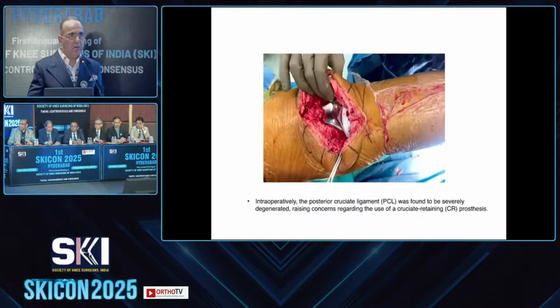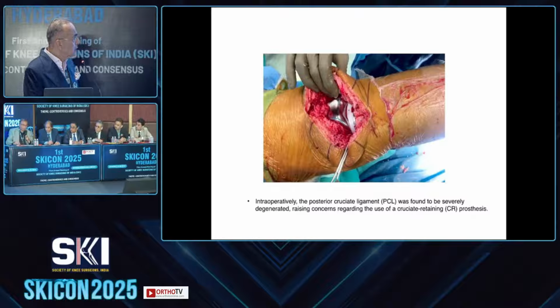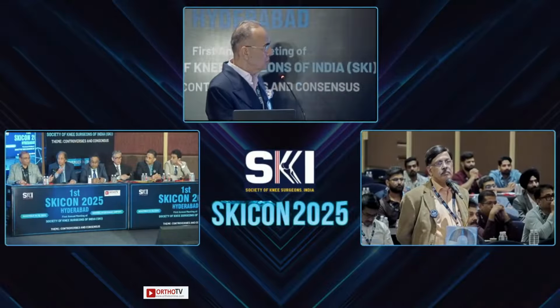And now let's have the house questions, please. I have one question, Anoop. Yes. What would happen if you used a normal CR here? You would not get the sagittal balance. You will not get the sagittal balance inflection.